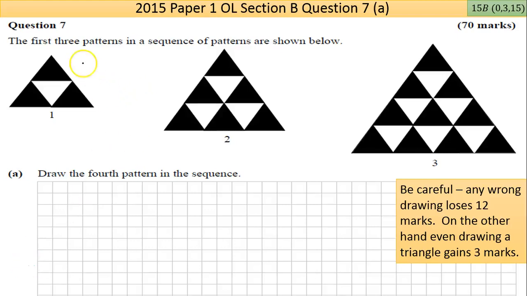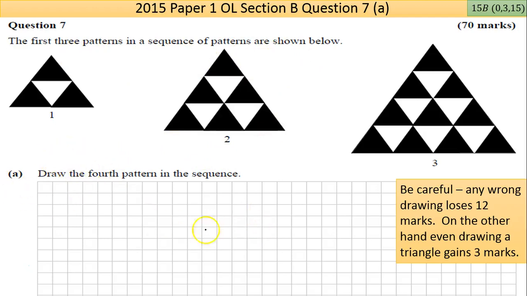Okay, so welcome to question 7 on the 2015 paper 1. Now it's the first question of section B. So section B questions are worth more marks. This one here, question 7, is worth 70. I know this question from before and it's going to take us some time. So batten down the hatches.